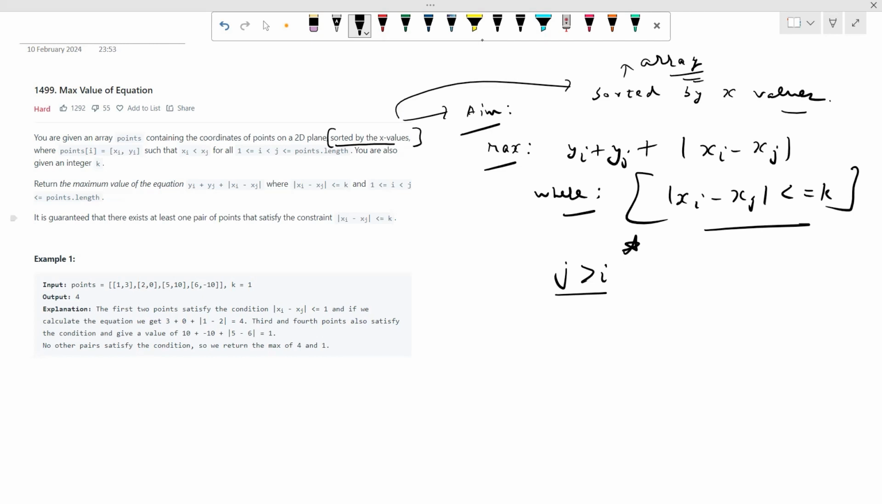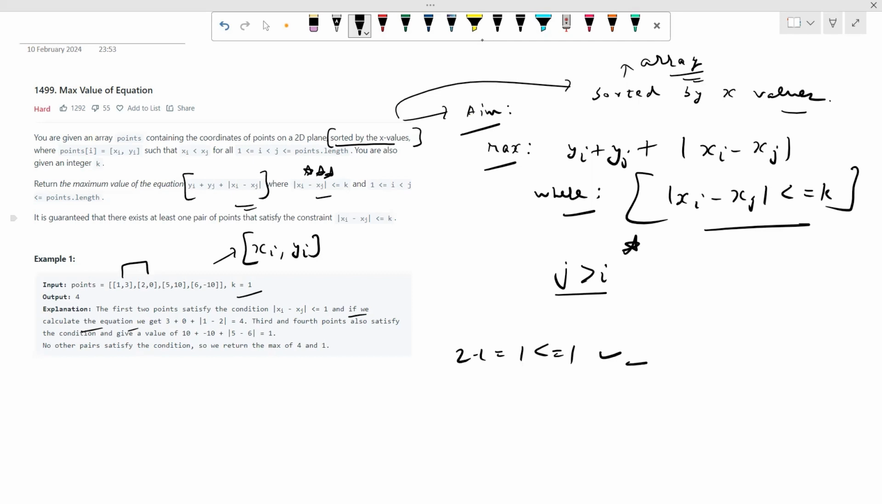So now let's look at the example so that you have a better understanding of the problem statement. Here we have 1, 3, 2, 0, 5, 10, 6, and minus 10. All the points are represented as xi comma yi in the given array. We just need to maximize this equation by following this condition. Just look at the example: the first 2 points satisfy the condition. From there, you can see xi minus xj, over there we have 2 minus 1, which is equal to 1. And the k over there is 1, so this is less than equal to 1. This is a true condition.